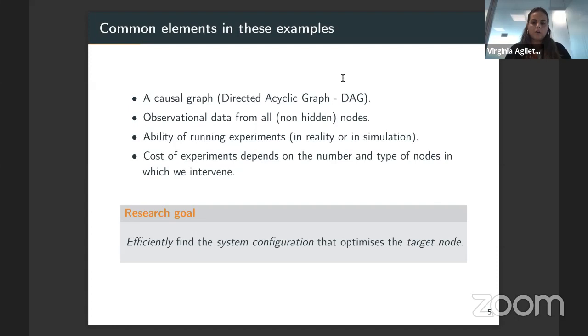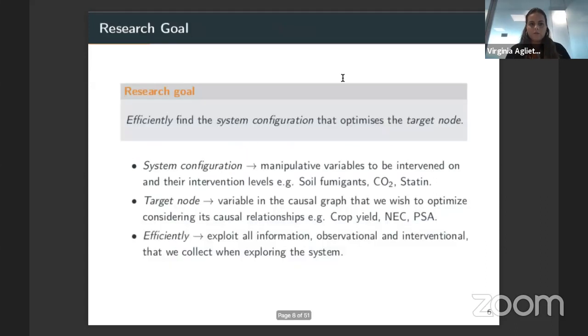So the goal of what we want to look at today is how can we efficiently find the system configuration that optimizes our target node. What do I mean by that? First of all, in terms of system configuration, I refer to finding the value of the manipulative variables that we need to set in order to optimize a target node, a variable of interest within the graph. For instance, what value of soil fumigants should I set in order to optimize the crop yield? Or what quantity of statin drugs should I give a patient in order to minimize the level of PSA?